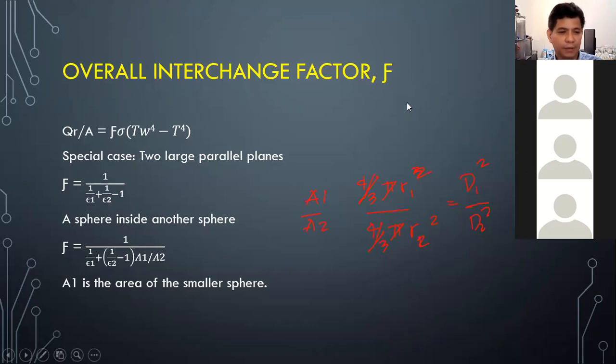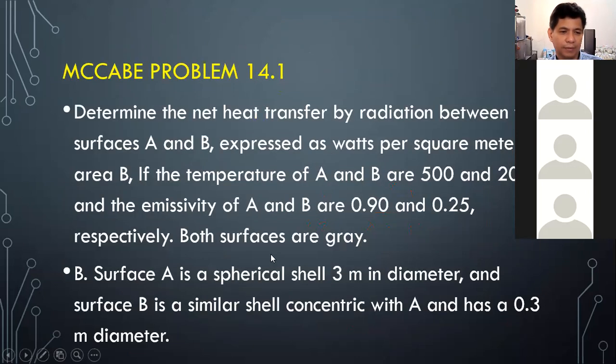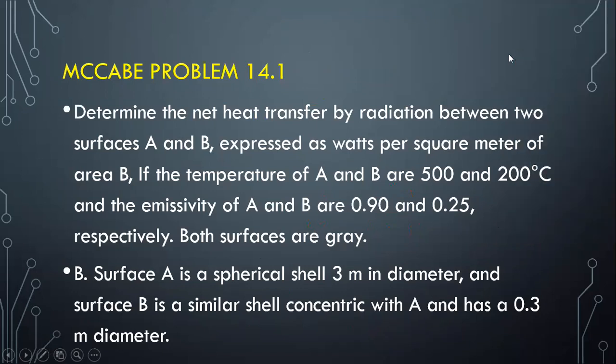Anyway, so let's try to solve this problem. Ito ulit, ito naman. So 3 meters, tapos 0.3 yung isa, diameter, ano? Tapos 0.9, 0.25, 500 and 200. Can you follow?